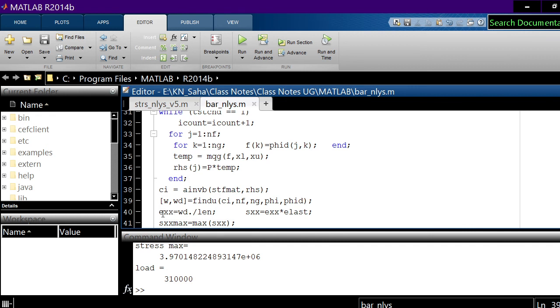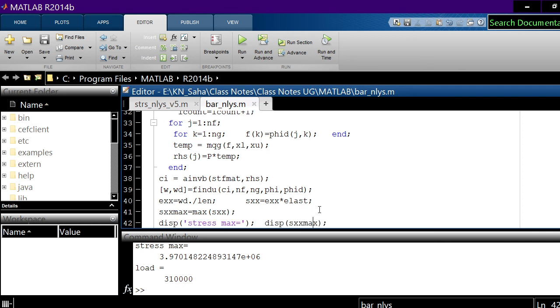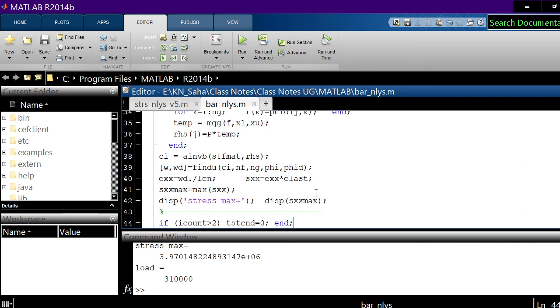And why is epsilon x like this? Because it is a normalized thing. du dx and du dxi, there is an L factor, right? So this is the thing, and stress is epsilon into elasticity. Now this is clear. And the maximum value of this is taken out. Max of the stress value. Okay. Actually, this strain is generated at each Gauss point. So from there, the max value is taken out, right?